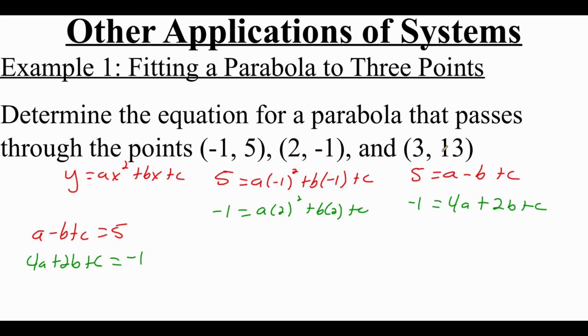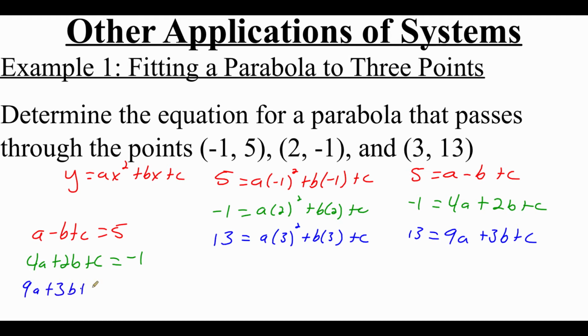And then for our last equation, we need to plug in the 3 for our x and the 13 for our y. So we get 13 equals a times 3 squared plus b times 3 plus c. 3 squared is 9, so we get 9a plus 3b plus c. And I'm going to put that 13 on the right-hand side. So we get 9a plus 3b plus c equals 13. Now our goal is to solve to figure out what our a, b, and c values are.